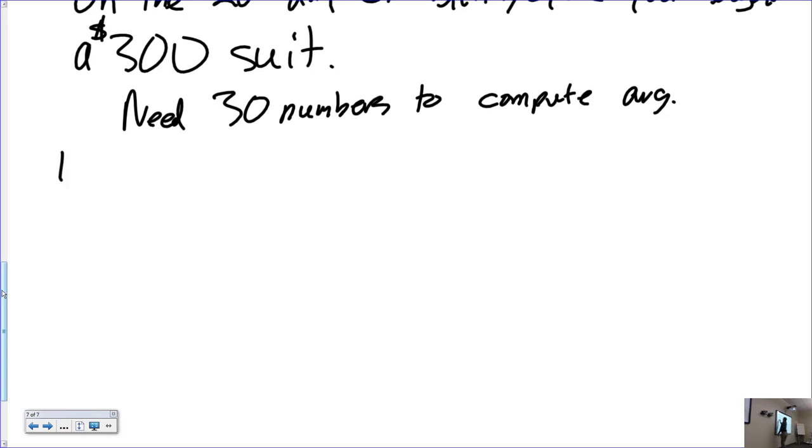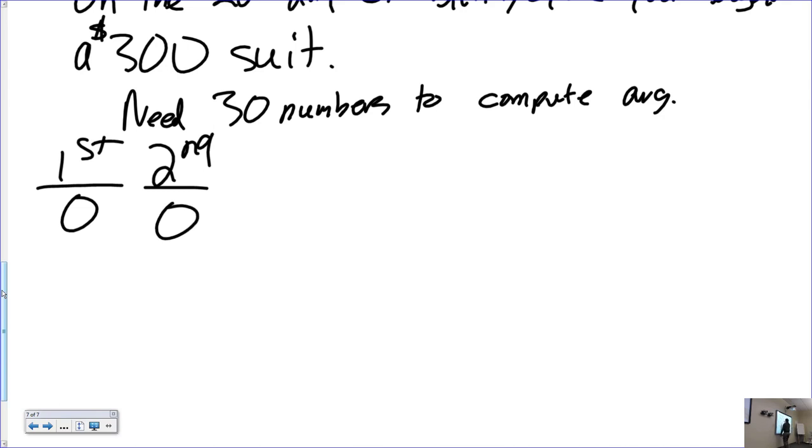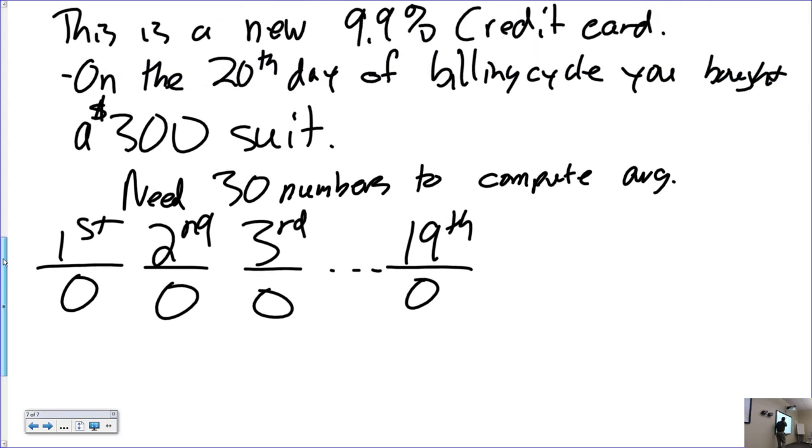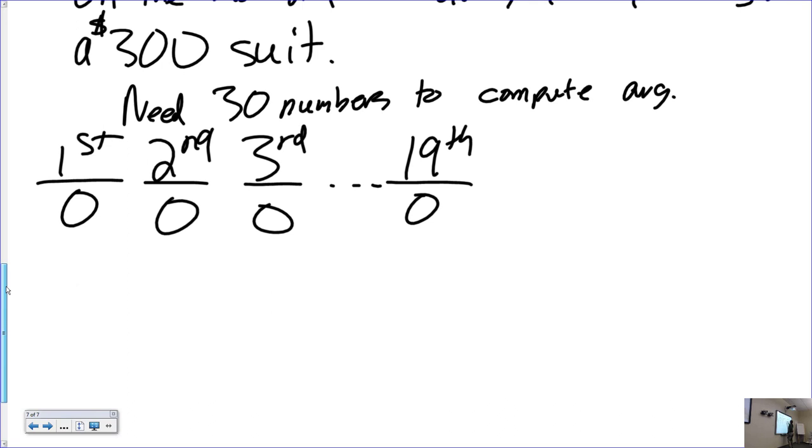So what is my first number? How much money did I borrow on the first day? Zero. Okay. That's your first number. How much money did I borrow on the second day? Zero. Now, how many days do we borrow $0, folks? The 19th number is a zero. And then finally we get to the 20th day, folks. So how much money did I borrow on the 20th day? $300. Okay, good.